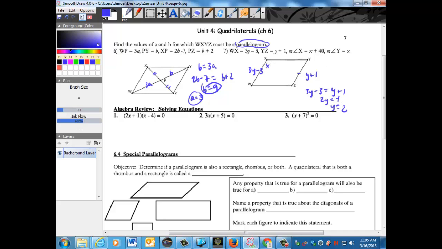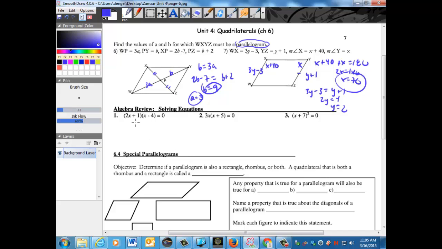Angle x is going to be x plus 40. Angle y is going to be x. So if we add up these two angles, these are considered consecutive angles. So x plus 40 plus x equals 180 degrees. 2x equals 140, x equals 70.